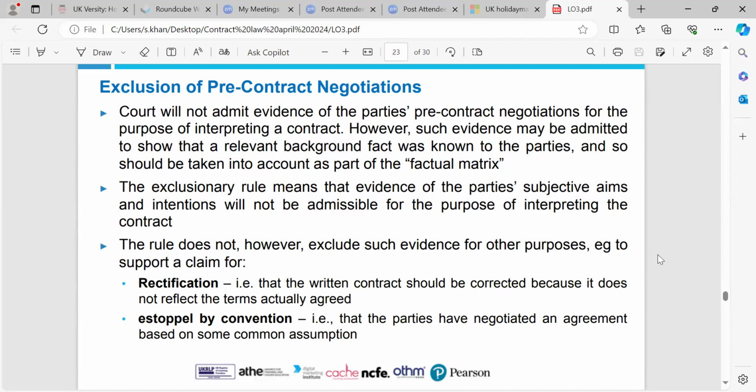Exclusion of pre-contract negotiations. Courts will not admit evidence of the parties' pre-contract negotiations for the purpose of interpreting a contract. However, such evidence may be admitted to show that a relevant background fact was known to the parties, and so should be taken into account as part of the factual matrix. The exclusionary rule means that evidence of the parties' subjective aims and intentions will not be admissible for the purpose of interpreting the contract. The rule does not, however, exclude such evidence for other purposes.